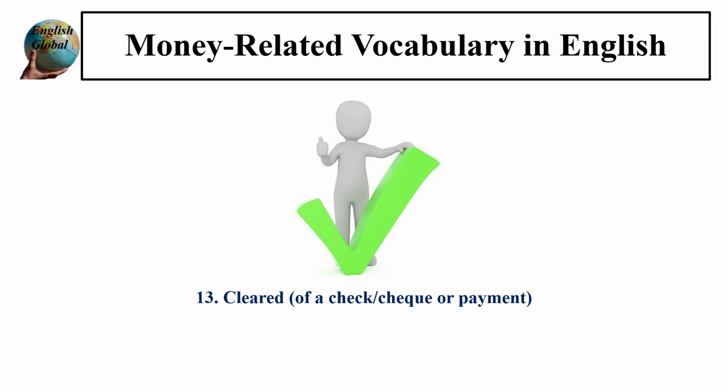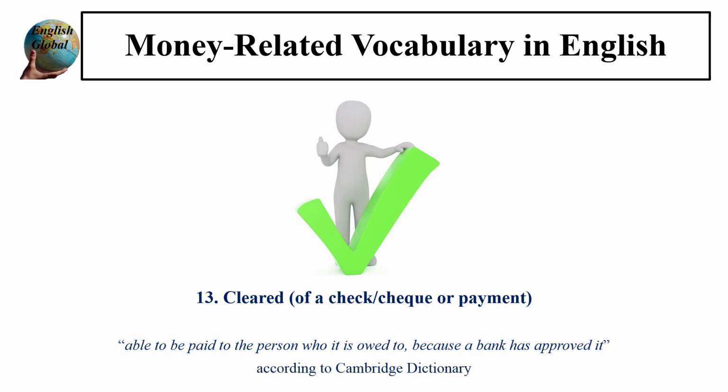Cleared. When we talk about a check or a payment, you may also hear cleared. According to the Cambridge Dictionary, it means that it is able to be paid to the person who it is owed to because a bank has approved it. You also have owe. You owe something to someone. You need to pay a specific amount of money, for example, to someone else or to your bank. That's called owe.